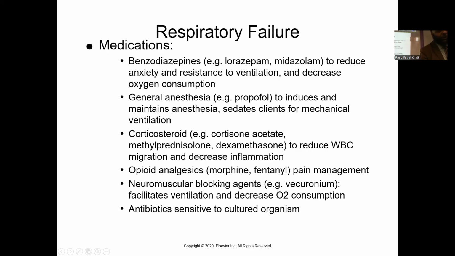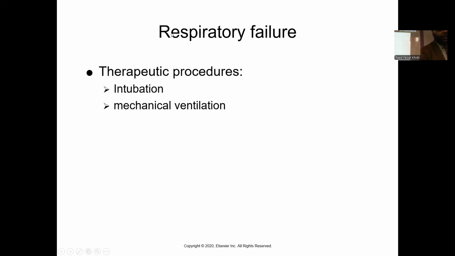And lastly, for the respiratory failure, we perform intubation to assist with breathing, hopefully to increase the oxygen saturation. We perform mechanical ventilation.